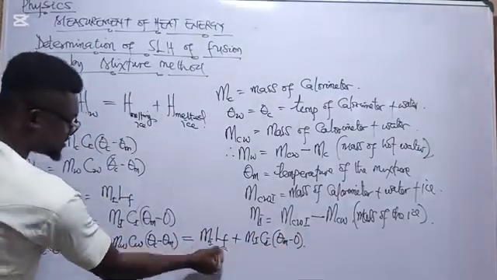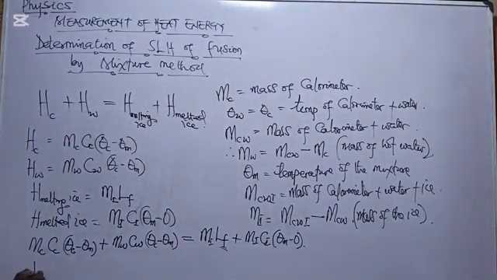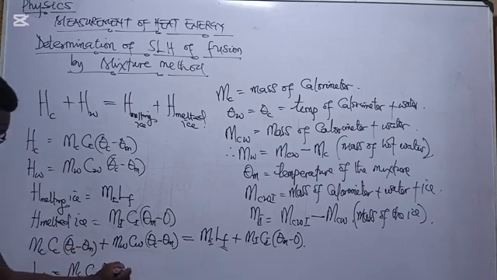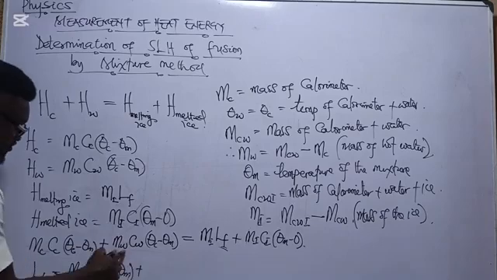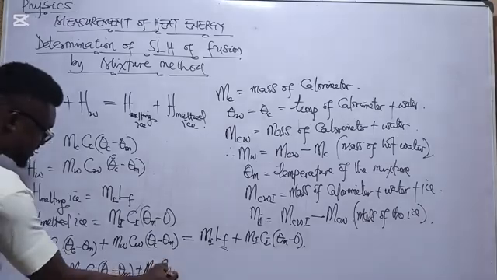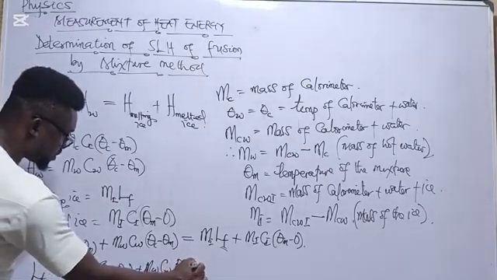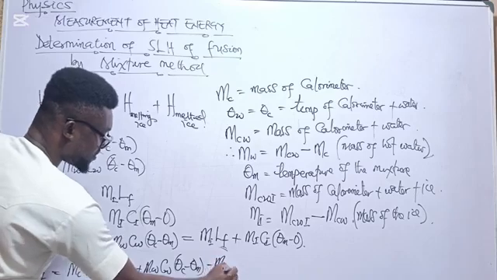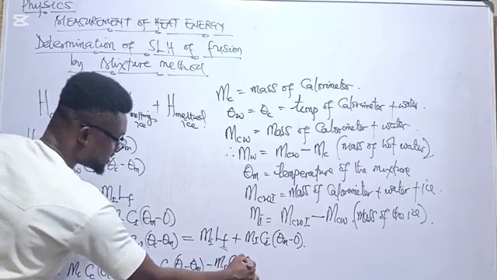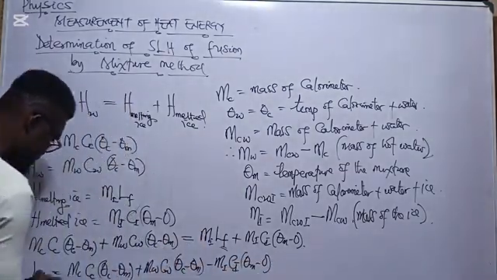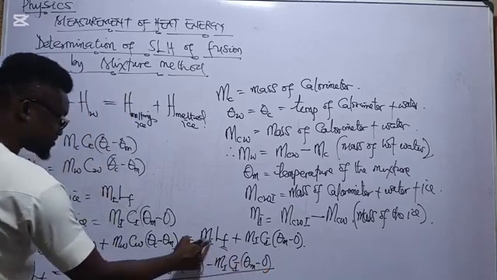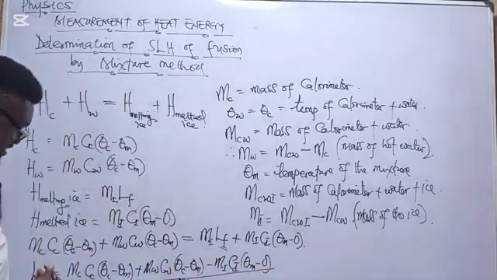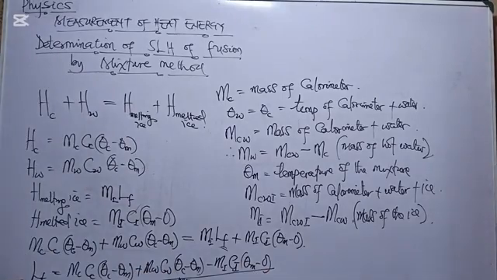So we have to make latent heat of fusion the subject. And if you do that, you are going to have mass of the calorimeter, specific heat capacity of the calorimeter, the temperature change, then plus mass of the water, specific heat capacity of the water, the temperature change, then minus the mass of the ice, the specific heat capacity of the ice, the temperature change, then all divided by mass of the ice. And that gives a formula for calculating the latent heat of fusion.